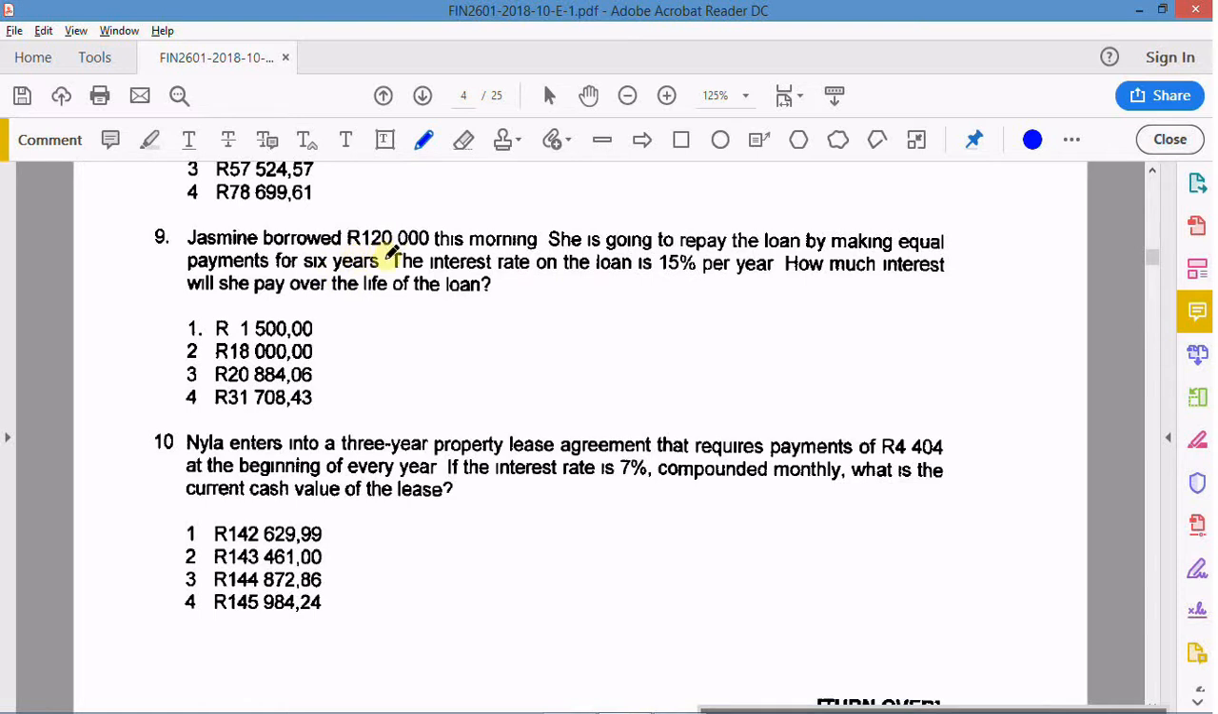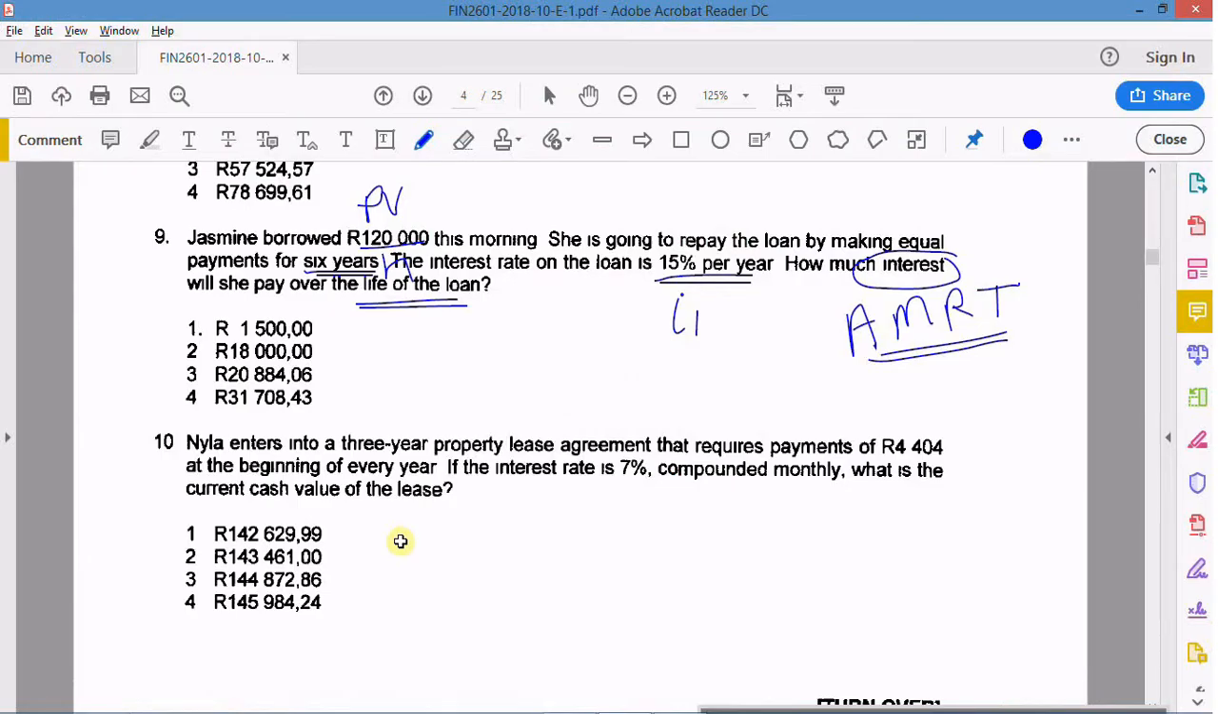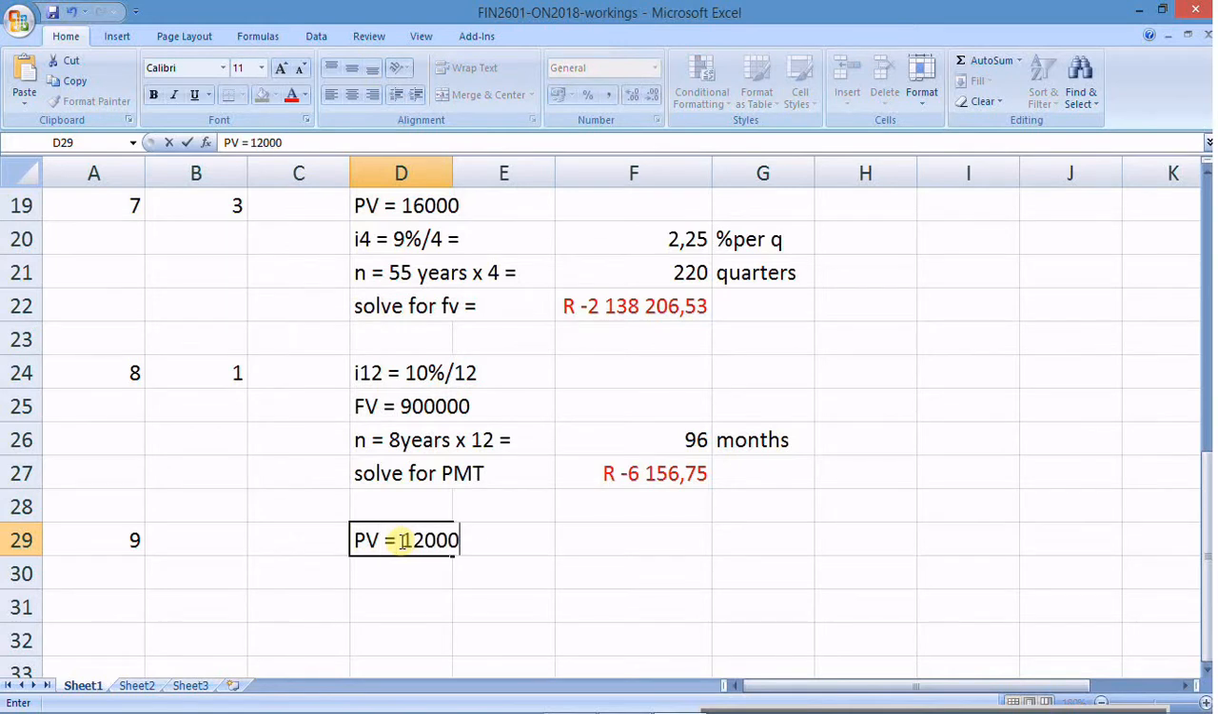Okay, Jasmine borrowed 120,000 this morning. PV. She is going to repay the loan by making equal payments for 6 years. That's N. The interest rate on the loan is 15% per year, so that's I/Y. How much interest will she pay over the life of the loan? So for 6 years, this is amortization, because now we're looking at her total interest paid over the period. Alright, so we need to insert everything. Jasmine borrowed, so PV equals 120.